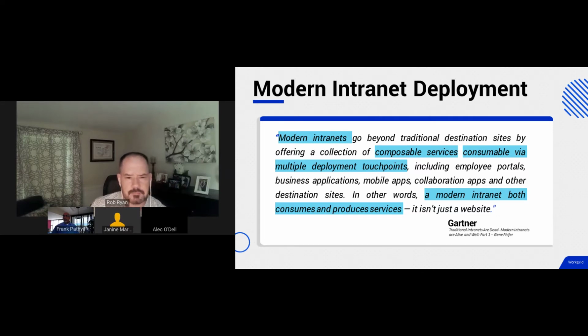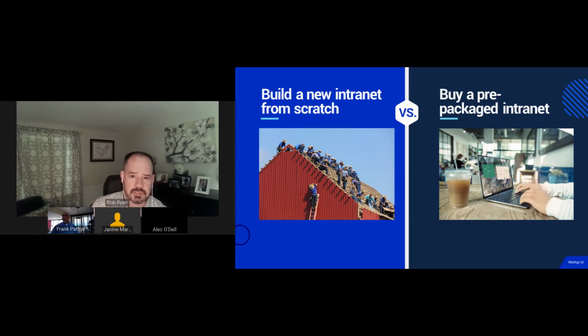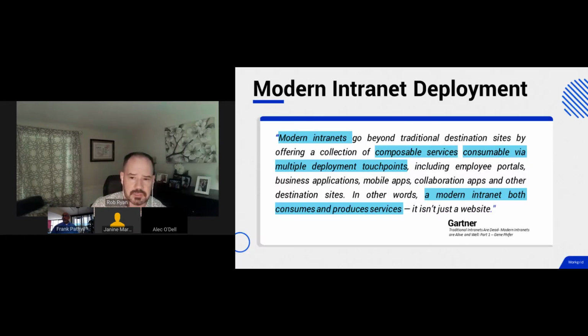And this is the concept that Gartner is referring to, that you by and large should look at your entire digital workplace and employee experience. It's not just a single location. It's not just an intranet. And it's really looking at embedding that experience with rich composable services that truly delivers value. Now, how do you go beyond that destination site?